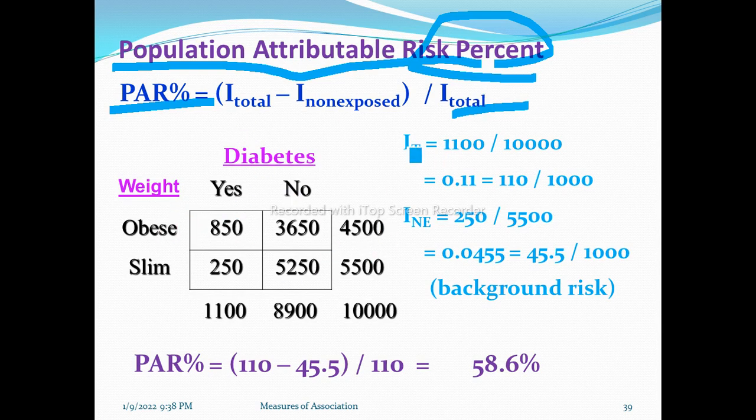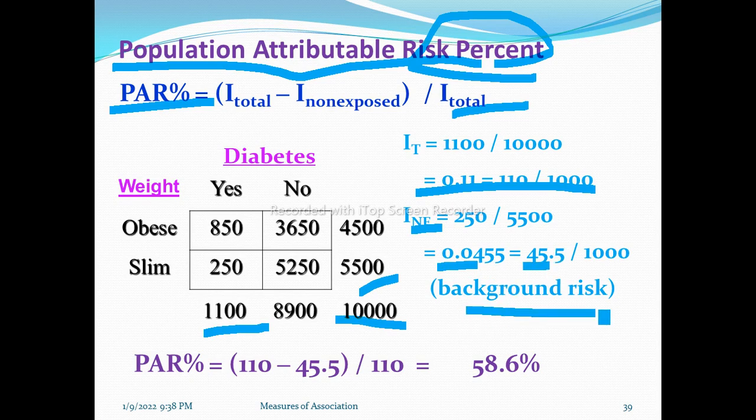Now incidence in the total population is, as we have seen, 0.11 or 110 per thousand. Incidence in the unexposed population is 250 over 5,500. So we will get 45.5 per thousand. This is known as background risk.